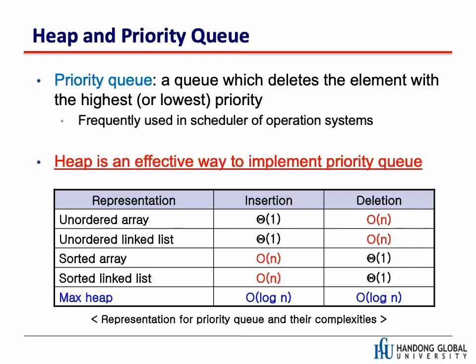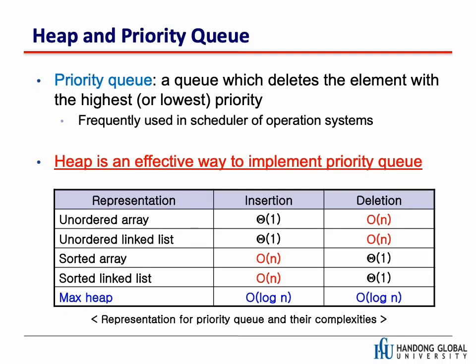And then we don't have to sort the elements in the queue, but we should know which one is more urgent, which one has higher priority. So for that, a max heap is the best data structure, and heap is an effective way to implement a priority queue, and we can check the computational complexity.